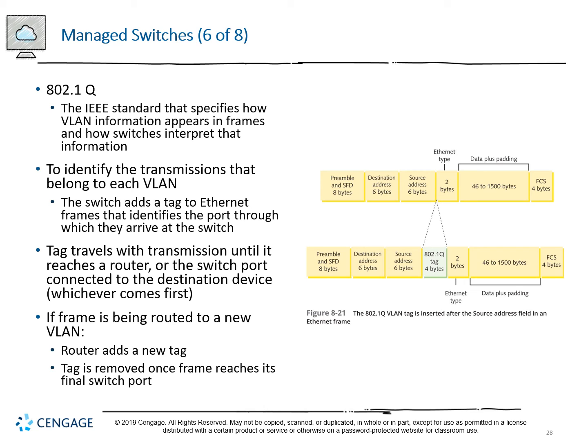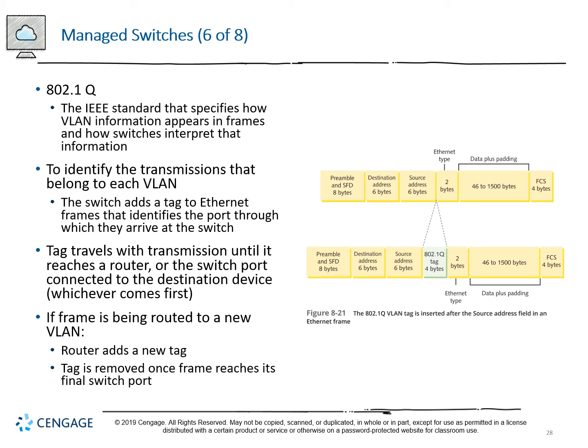So this is going to allow us to set up how VLAN information appears in a frame and how it's interpreted by the switch. This is a tag that gets inserted between the source address and the Ethernet type. So the switch is going to add that to the frame, which when it arrives at the switch will then be interpreted. Now tags will travel until it reaches a router or the switch port connected to the destination device.